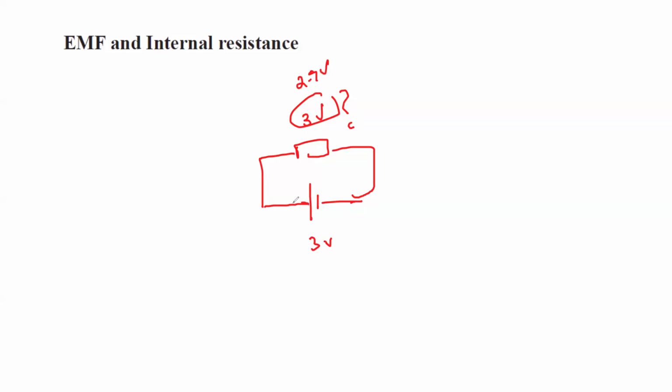Because when the charges are coming out from the cell, they have lost some of their energy because of the resistance of the cell. So they will not have 3, they will have less than 3, any number like 2.9, 2.95, 2.8, but it will be less than 3. When the charges lose their energy because of the resistance of the cell, we call that internal resistance.